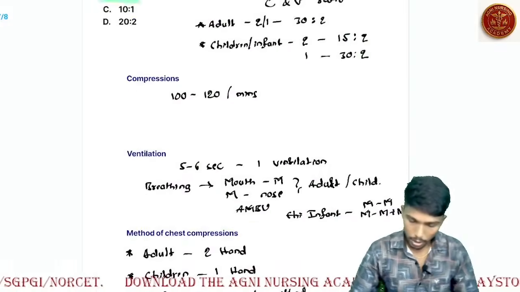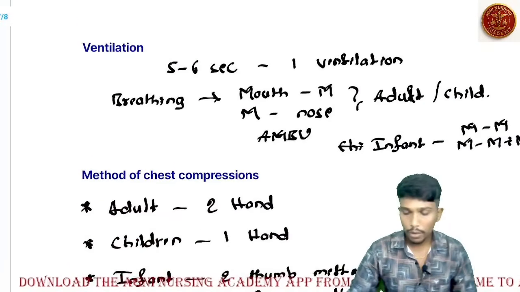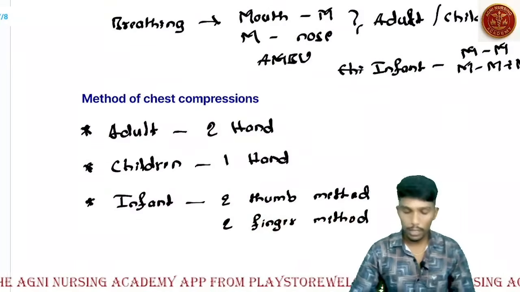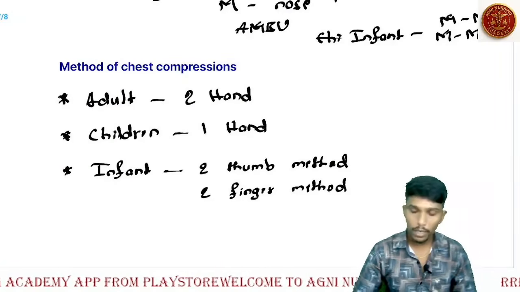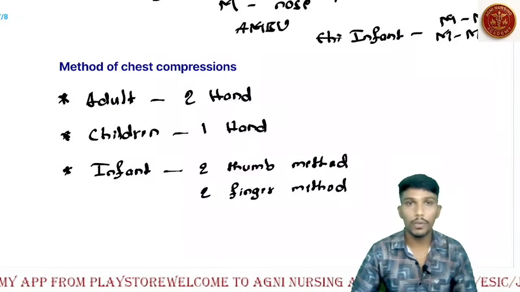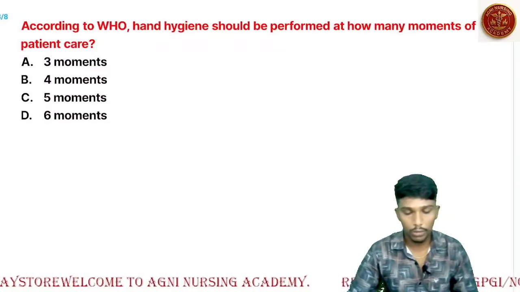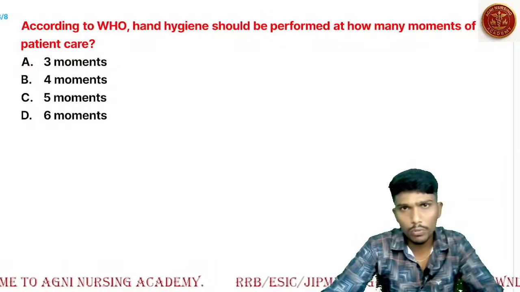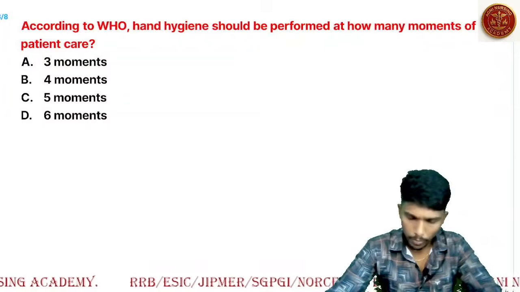Then these are the important points: compression rate 100 to 120 per minute; for ventilation we can give mouth to mouth, mouth to nose, or use an oxygen device; and the method is the two hand method for adults, one hand method for children, and two thumbs or two finger method for the infant. Then let us move on to the next question: according to the WHO, hand hygiene should be performed at how many moments of patient care?